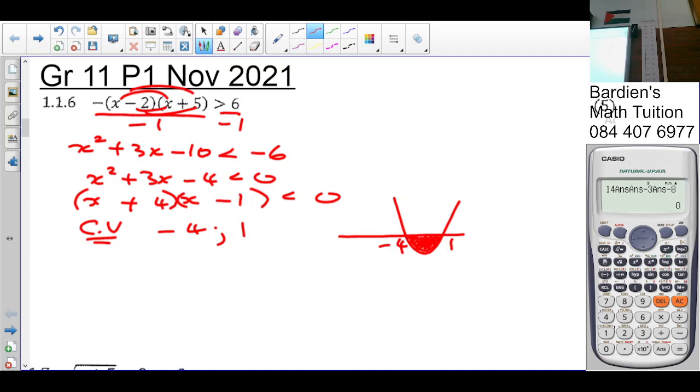So, as you can see, it has to be less than 0, so it's below the line. Is that continuous or broken solution? It is continuous. X has to be greater than negative 4, but less than 1. Okay.